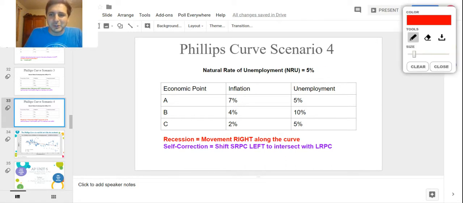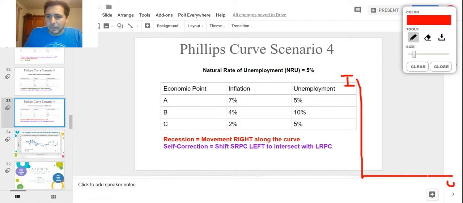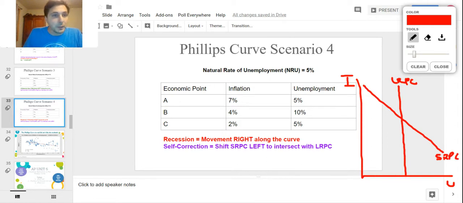Let's dive right in. I'm going to draw the bones of this. We have inflation. We have unemployment. Draw on our long run Phillips curve, LRPC. We draw on our short run Phillips curve, SRPC. And now we're ready to go.